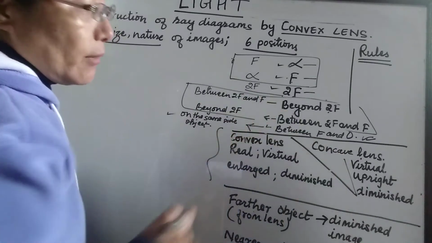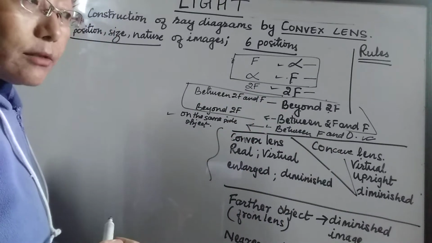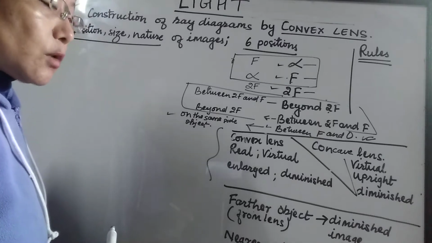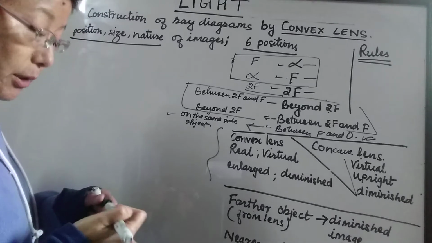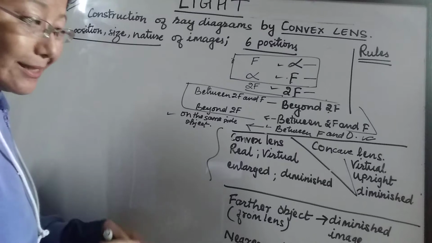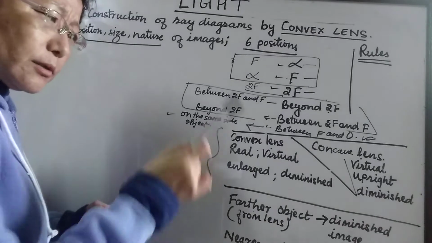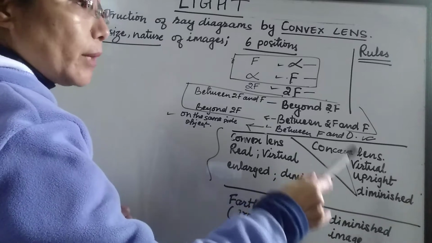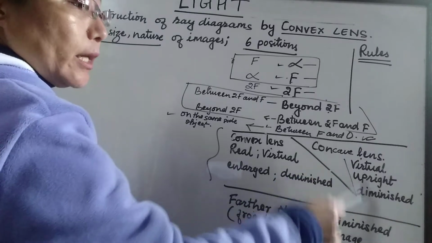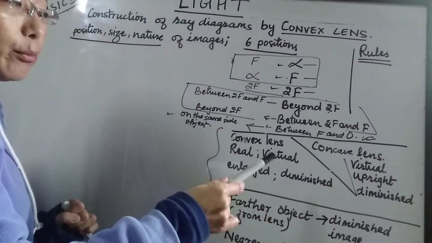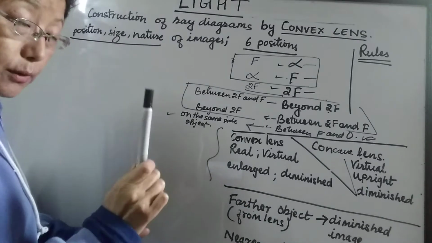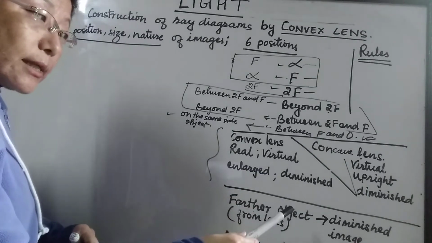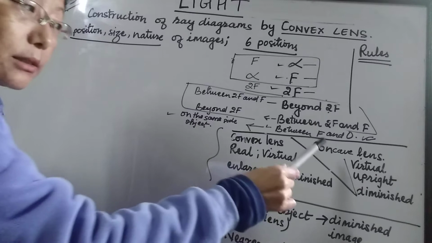Whereas for a concave lens, you will see that the image is always virtual, and if the image is virtual, it is always upright, standing up, and it is always smaller, diminished. So a concave lens can make only this type of images: virtual, upright. If it is virtual, it is always upright and small size, in case of a concave lens.